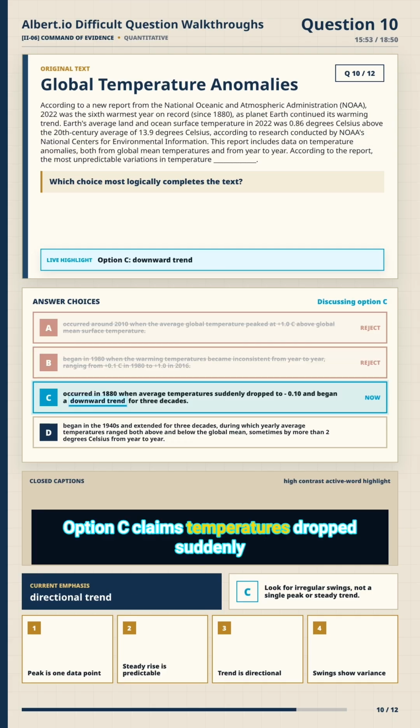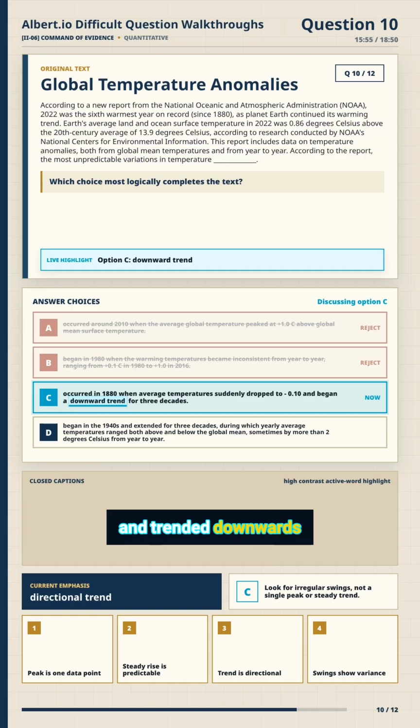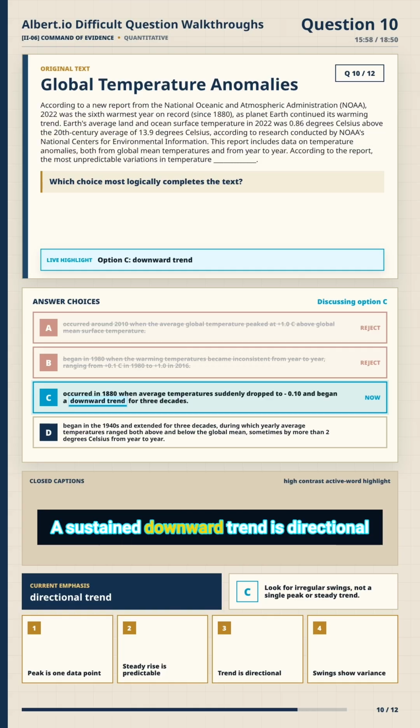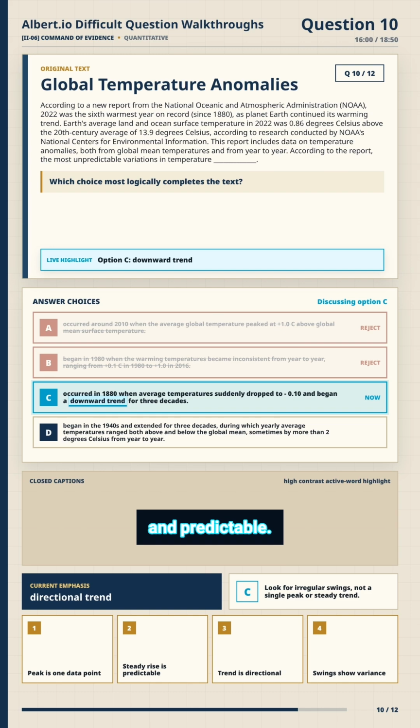Option C claims temperatures dropped suddenly in 1880 and trended downwards for 3 decades. A sustained downward trend is directional and predictable.